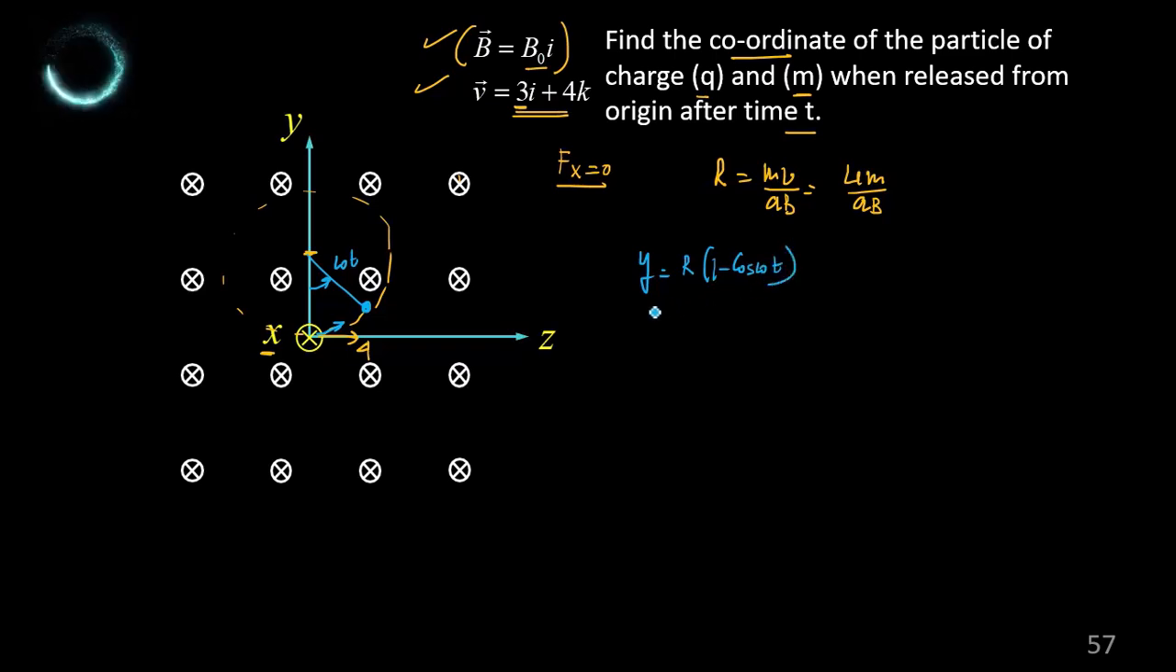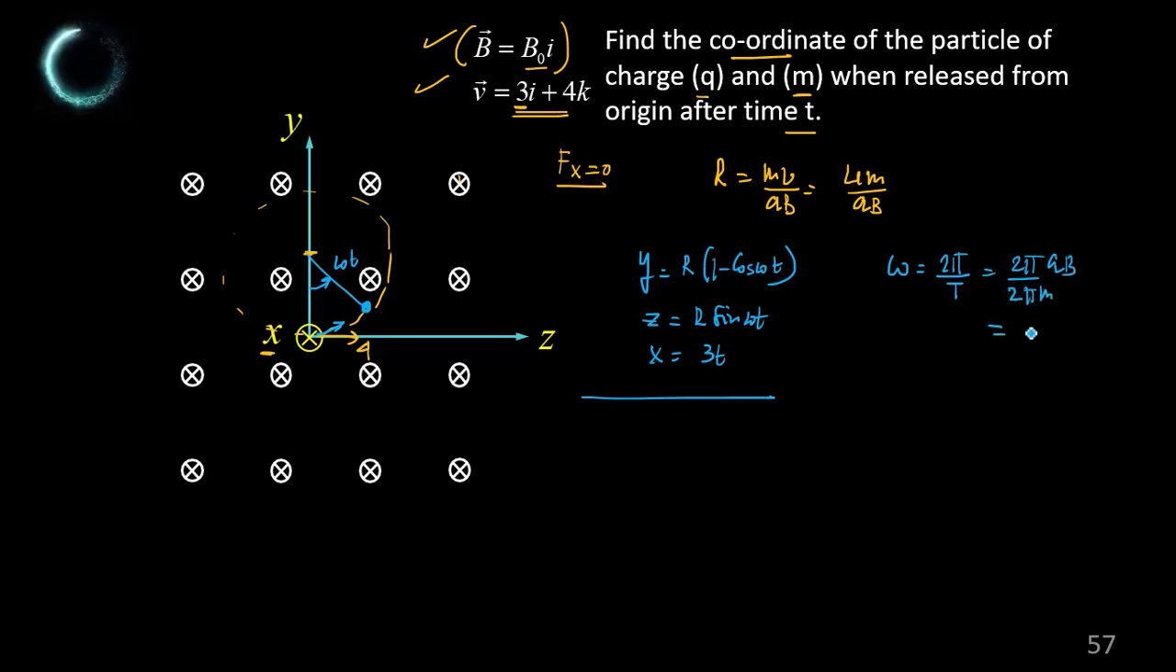Similarly, the z component is equal to r sine omega t. And what is the x component? The x component is simply 3t. So these are the answers. The only thing is that you put in the values of r and omega. Now what is omega? Omega is equal to 2 pi by capital T, where T is the time period, which is 2 pi m by qB. So ultimately, qB by m is our omega. Once I have this omega, and I know the value of capital R, I can calculate all the coordinates. So these are the coordinates of the particle after time t.